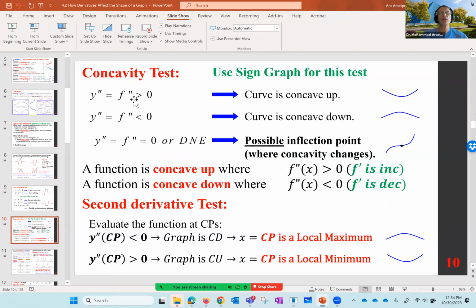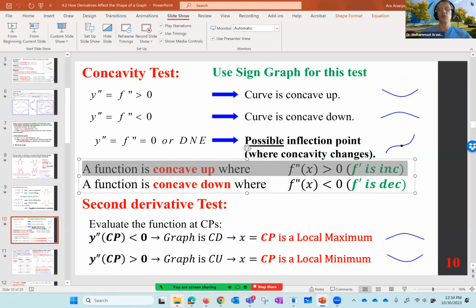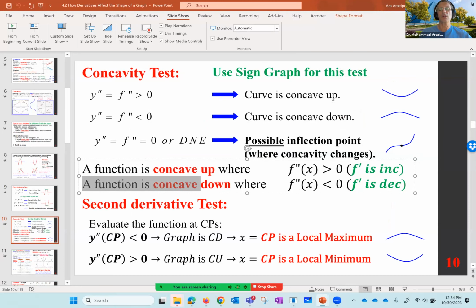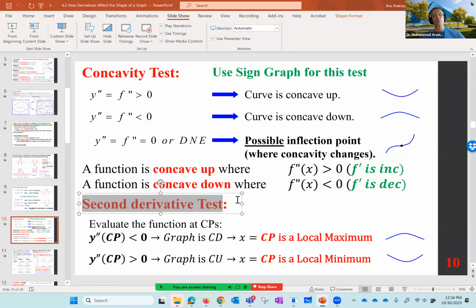Test of concavity. Basically, the function is concave up when f double prime is positive and concave down when it's negative. And when the change happens is a point of inflection or an inflection point. So in short, a function is concave up when f double prime is positive and concave down when f double prime is negative, which is different than the second derivative test, and we don't want to mix them up.